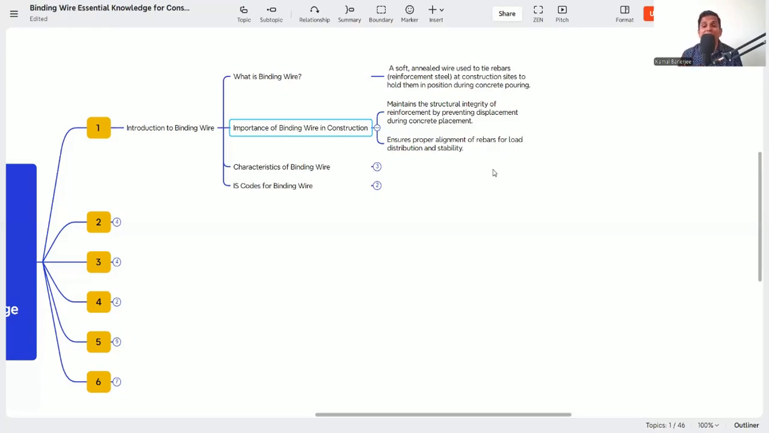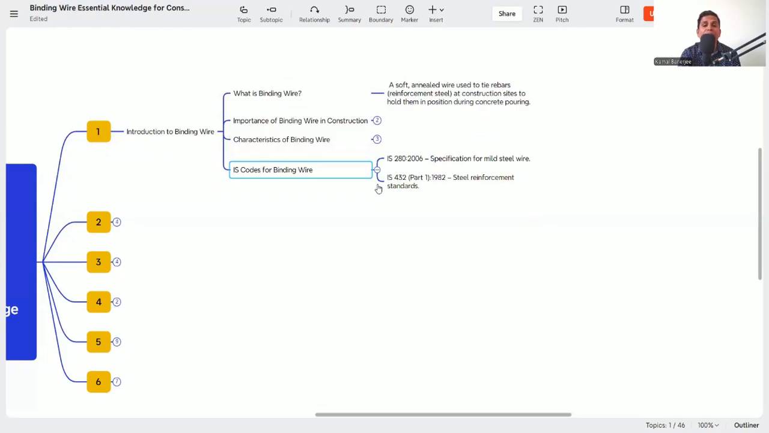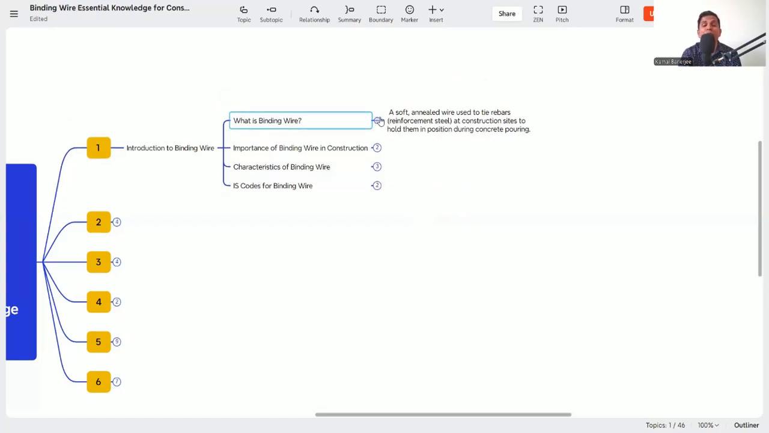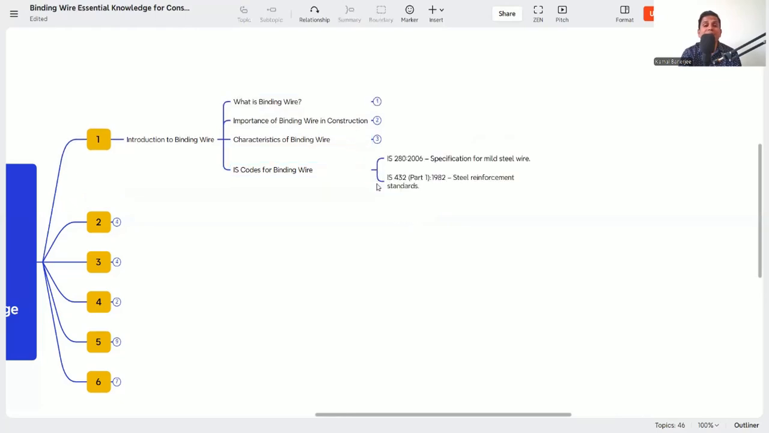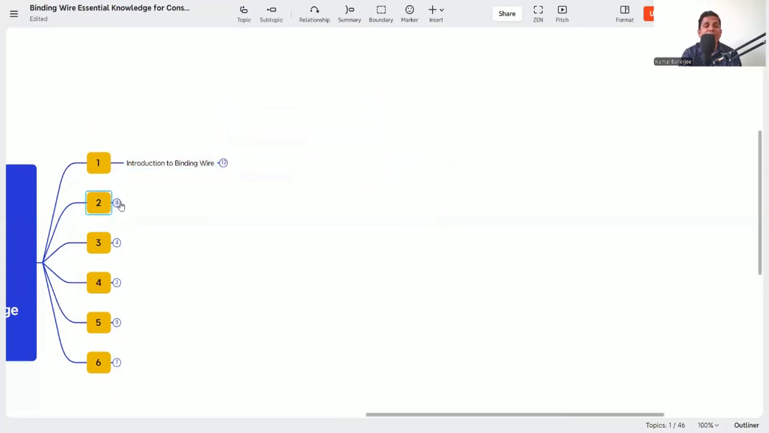Then it ensures proper alignment of rebars for load distribution and stability, which I already discussed. Then what are the characteristics of binding wire? Softness and flexibility for easy tying, high tensile strength to hold reinforcement firmly, then corrosion resistance in specific grades. Then what is the IS code for the binding wire? IS 280:2006, specification for mild steel wire, then IS 432, steel reinforcement standard. These two IS codes are used, but mainly we will check with IS 280, because in IS 280 all the details about the binding wire are given. So this is the introduction for the binding wire.